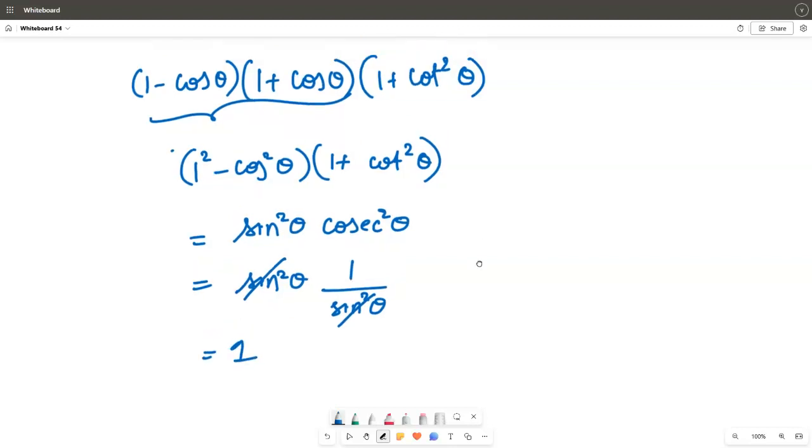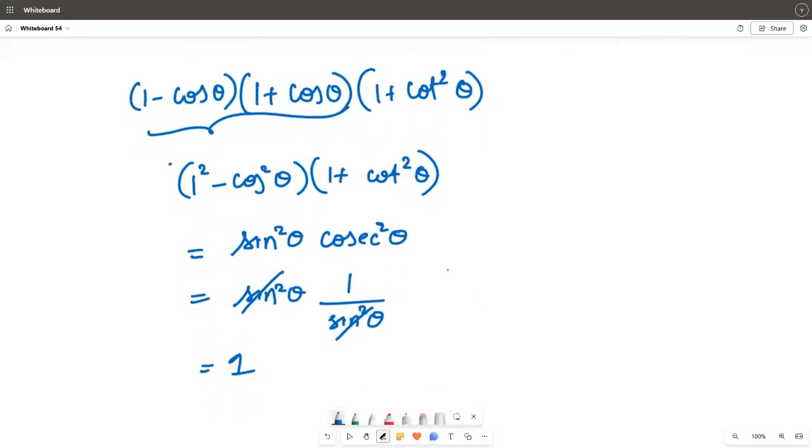That's it. We applied (a plus b)(a minus b). We got 1 minus cos square theta, which is sin square theta. And also in the third one, we have 1 plus cot square theta, which is equal to cosecant square theta. Sin theta and cosecant theta are reciprocals of each other. If I substitute 1 by sin theta in place of cosecant theta, I would get 1 by sin square theta. Numerator and denominator will get cancelled, and the answer we are left with is 1.